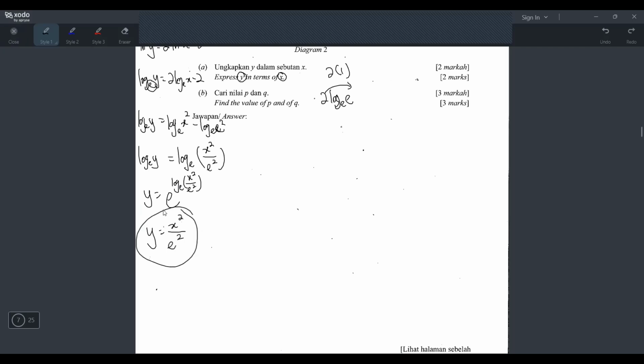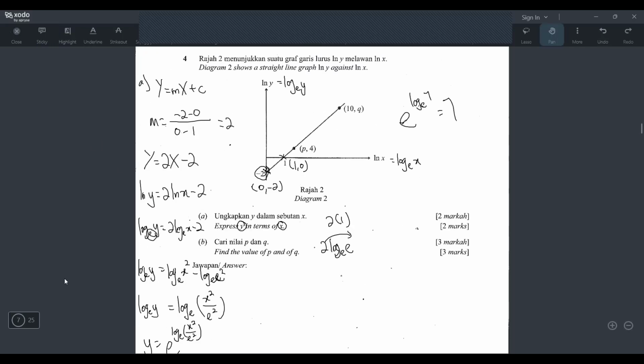Okay, so now you understand why I don't want to do anti-log first. I try to make it a single log first, then only I do anti-log. Okay, hope you understand my working.